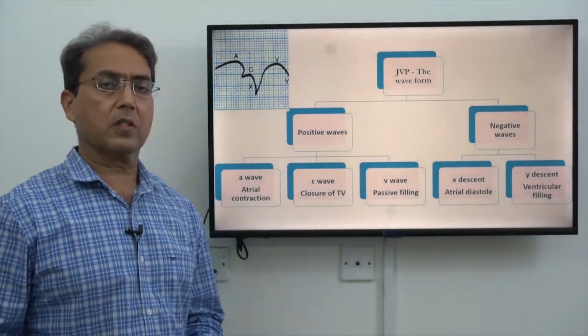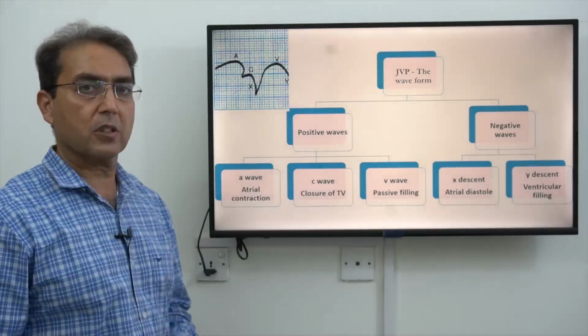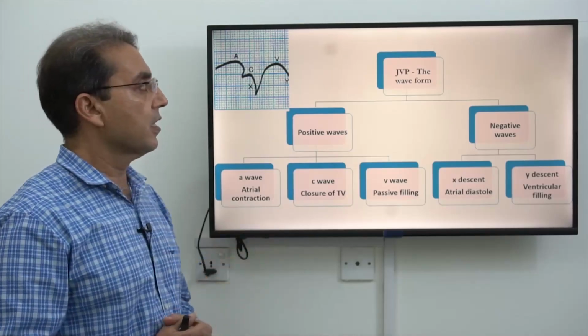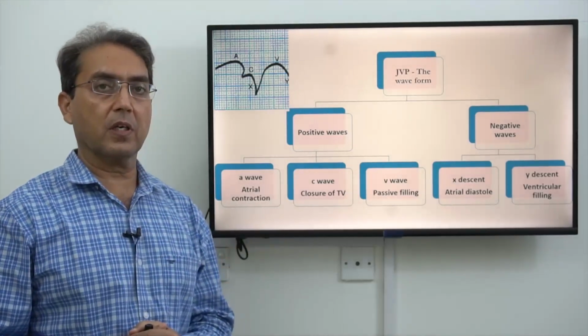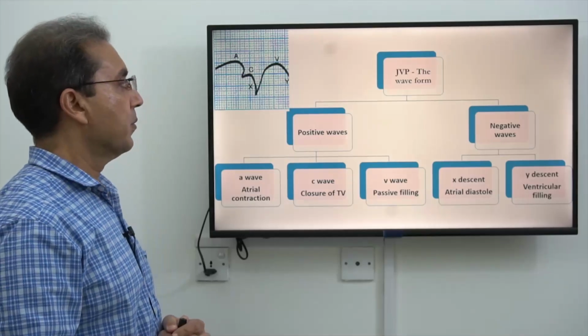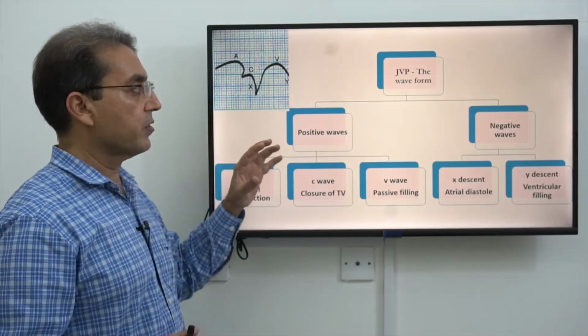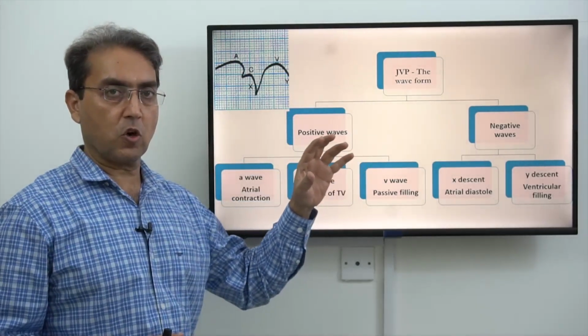Now we are going to discuss tricuspid regurgitation. Before we go to tricuspid regurgitation, we see the waveform in the jugular venous pulsations. So what is the waveform? You see it has 3 positive waves and there are 2 downwards or negative waves.